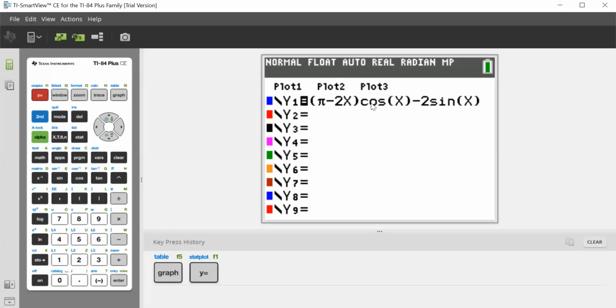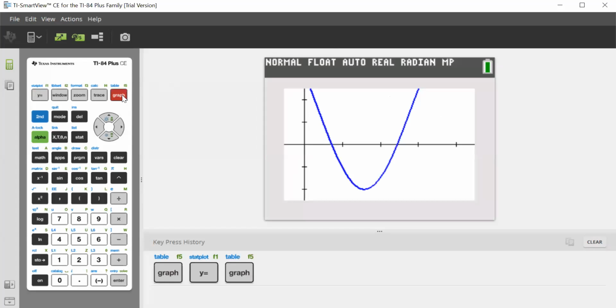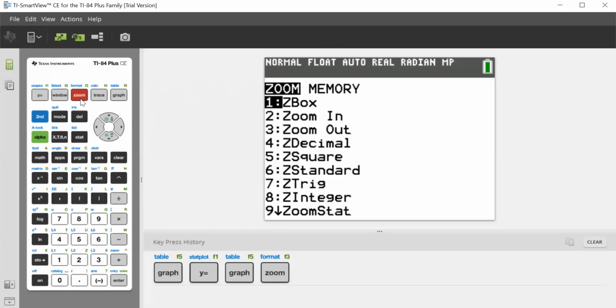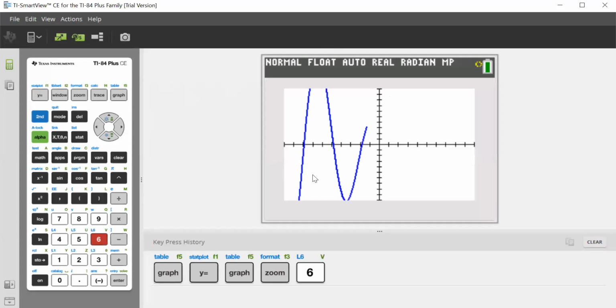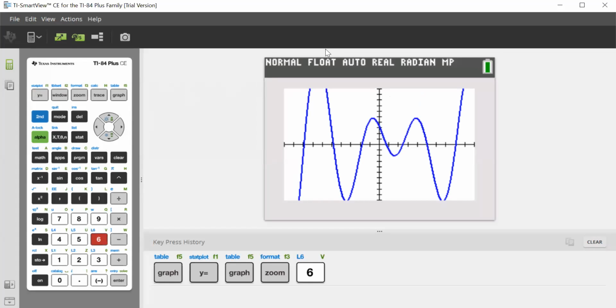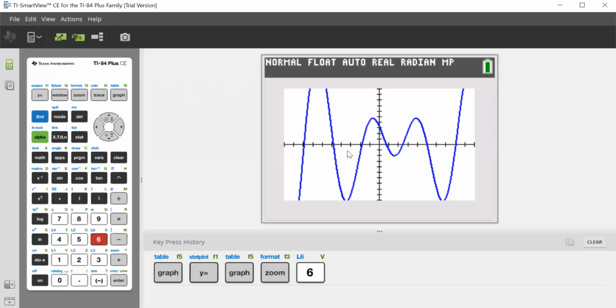So pi minus 2x times cosine x minus 2 sine x. You guys all got that in your graphing calculator, you graphed it. I got mine zoomed in already, but if we go back to the standard look of it, we got a lot of places where that's equal to 0, don't we? Yeah. So first of all, what about all these negative ones? Is x ever going to be negative? No. So we're interested in these values where it's crossing over later.